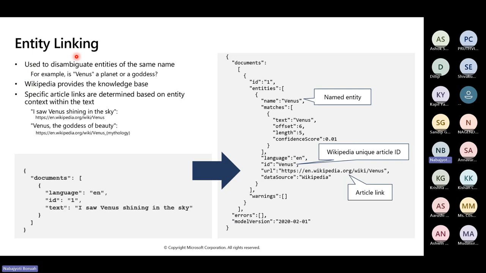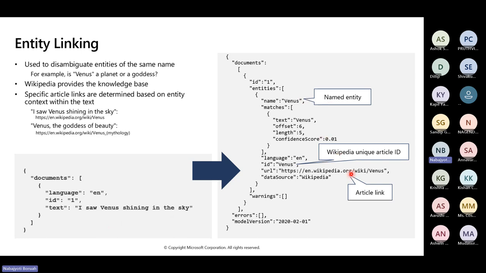So like your entity linking. This is what I was saying, that links to Wikipedia. "I saw a Venus shining in the sky." It disambiguates the entities. Venus can be used in two senses, for example Venus the planet or Venus the goddess. So we can be taken to Wikipedia and read about Venus in this context, the context of this particular document.